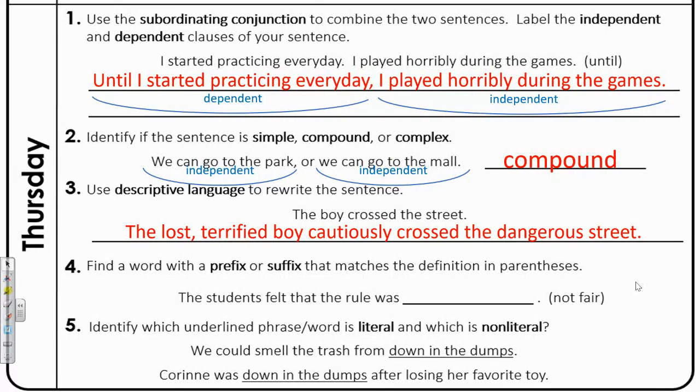Number 4, find a word with a prefix or a suffix that matches the definition in parentheses. The students felt that the rule was, we need a word that means not fair. And I can tell you, we have had a prefix that means not. Do you remember which one it was? Yes, un. So the students felt that the rule was unfair is the correct answer for number 4.